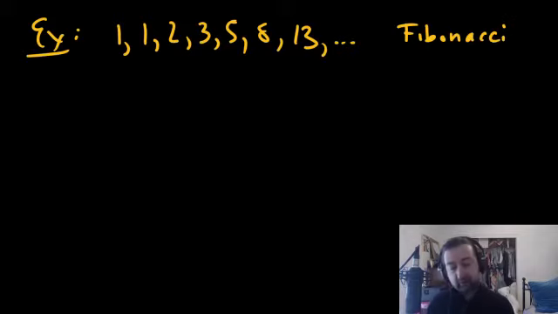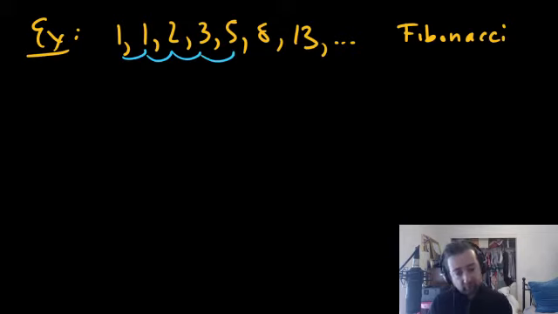And this sequence is generated recursively. So what I mean by that is you get the previous terms by adding together pieces of the previous parts of the sequence. So you do 1 plus 1 is 2. 1 plus 2 is 3. 2 plus 3 is 5. 3 plus 5 is 8, and so on.